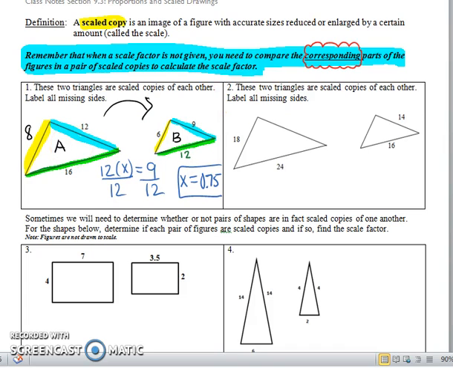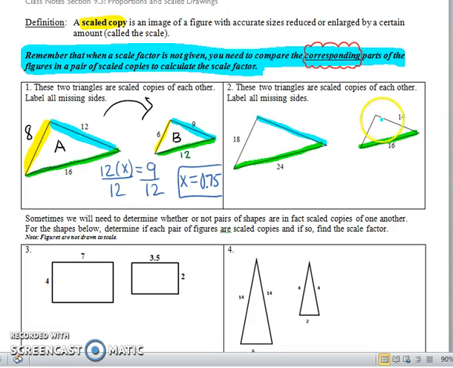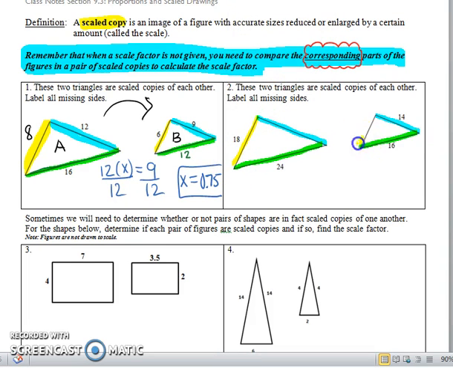Looking at number 2, I'll highlight one more time the corresponding parts. So we have this side corresponding with this side. We have this blue side corresponding with this blue side in the smaller triangle. And we have this yellow side corresponding with this yellow side. Again, we have one triangle on the left being reduced to be a smaller triangle on the right. See if you can figure out which pair of sides you would use to calculate your scale factor, and then fill in the missing sides.